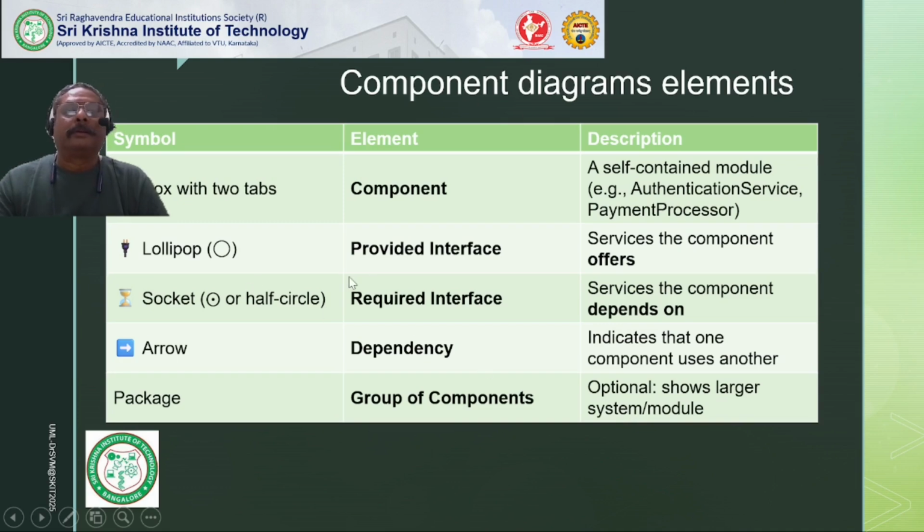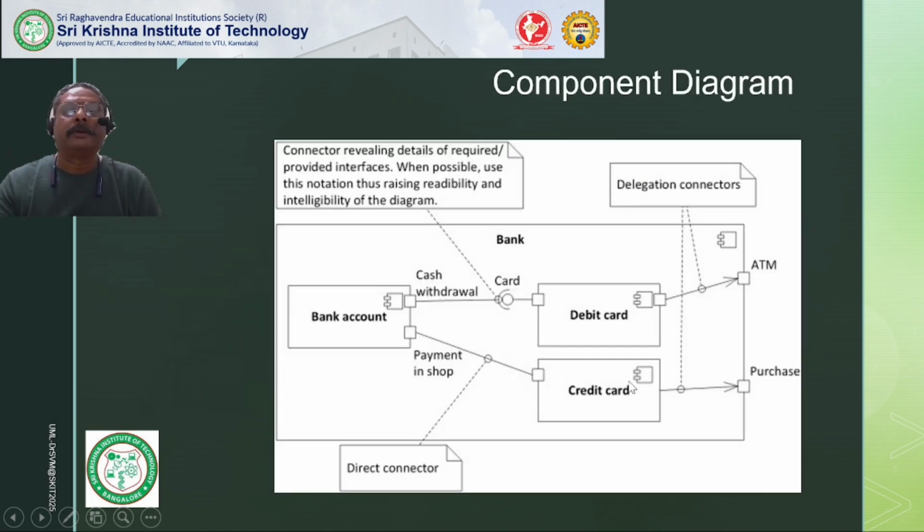So these are the symbols used. Boxes with two tabs is a component or a self-contained module. A lollipop is a provided interface, the services the component offers. Socket is a half circle that requires the interface, that is the service the component depends on. Arrow shows the dependency, and the package, the group of components, can be put under one package.